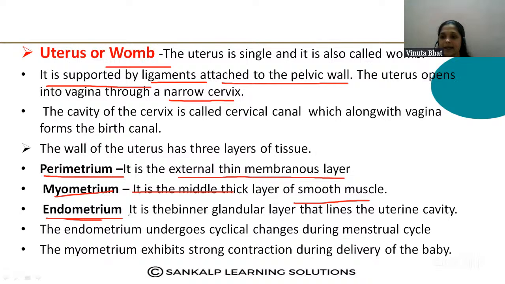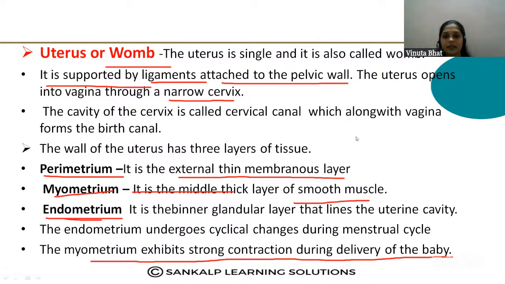Endo means inside, peri means outer, external, you know that. The endometrium is the inner glandular layer that lines the uterine cavity. The inner layer is the endometrium. And the endometrium changes cyclically during the menstruation cycle. Okay, and the myometrium exhibits strong contraction during the delivery of the baby. So this is also a very important point.